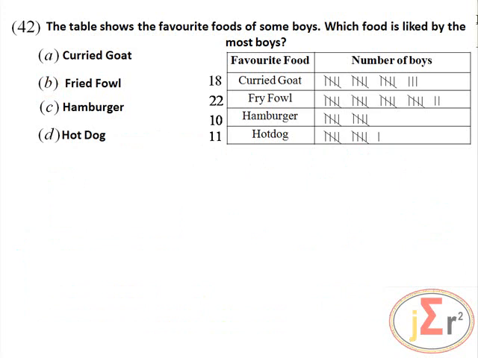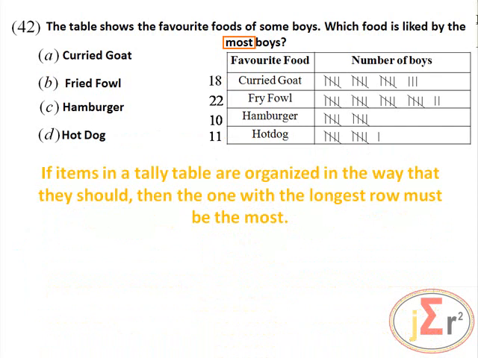Let's take a look at something else. Most. If items in a tally table are organized in the way that they should, then the one with the longest row must be the most. Therefore, we do not need to count them in order to tell which one is the most. We just look at the tally table. As long as it is organized in the way that it should, then the longest row will be the most.